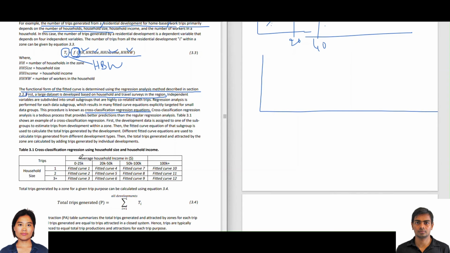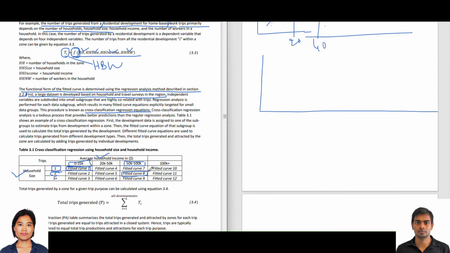So here is an example where the equations have been cross classified by household size and household income. So here we are considering two variables at one time. Household size is 1, 2, 3 plus. Household size is the number of people living in the household. Let's say the average is 1. Then if the household size is 1 and the income range is 0 to 25,000, then use this particular equation. If the household size is 2 and income lies between, let's say, 50 to 100,000, then use this equation.